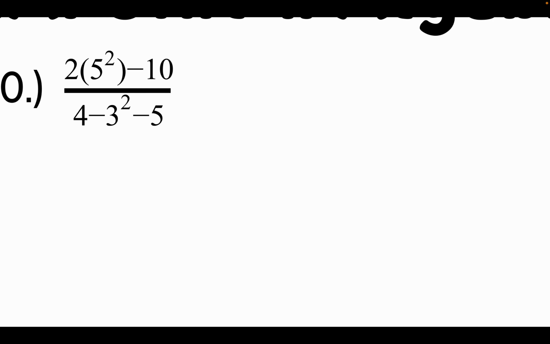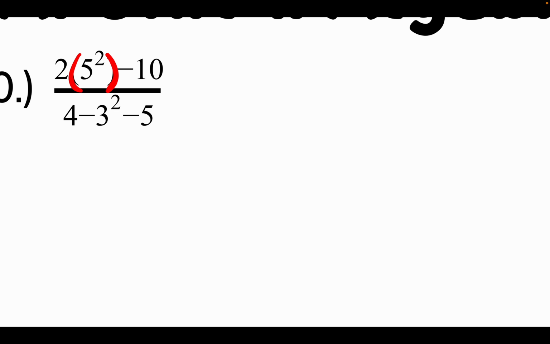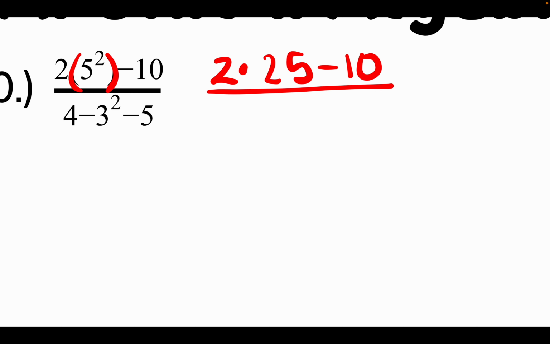So first thing we're going to do is this top part. So we have 2 times 25 minus 10 over 4. Now we'll do this inside part. So 4 minus 9 minus 5. So see how I did one thing on each part of our fraction bar.